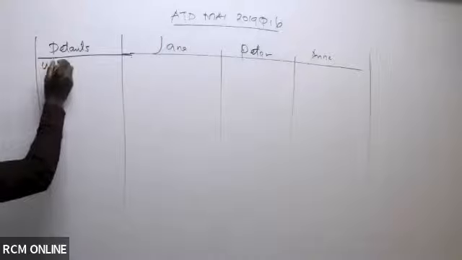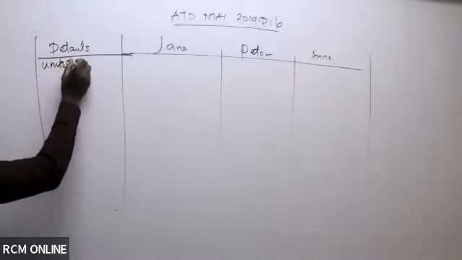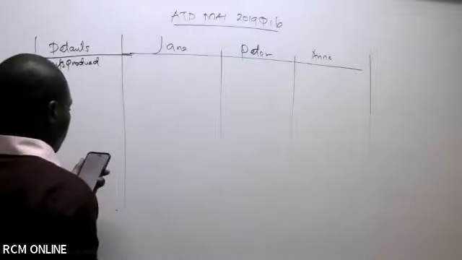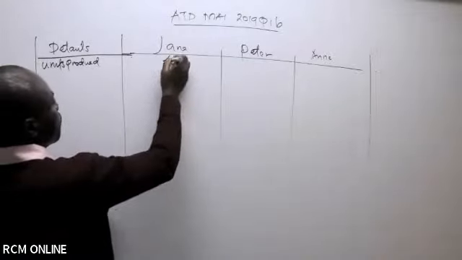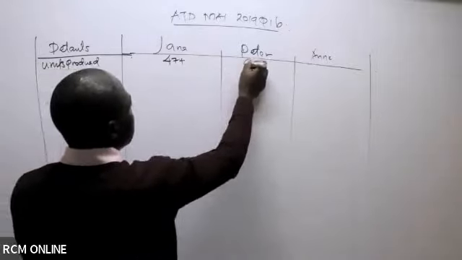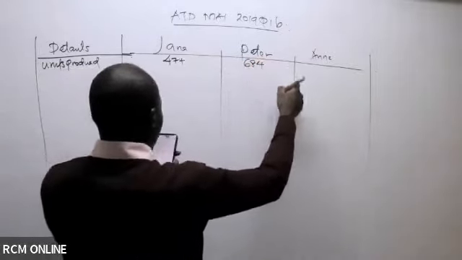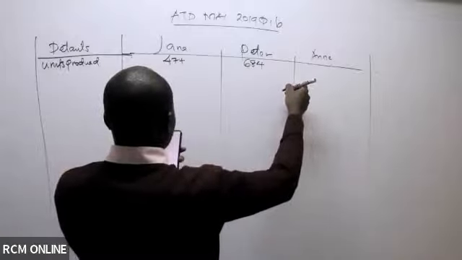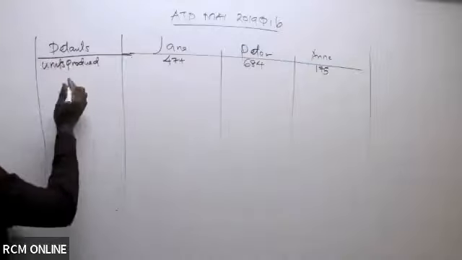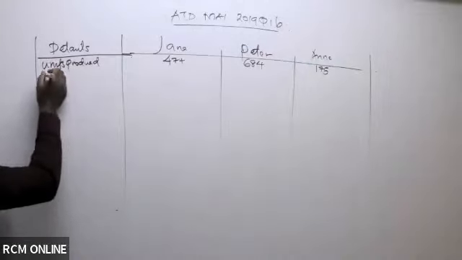So units produced, we're talking about 474, we're talking about 684, we're talking about 175. To the units produced, let's deduct rejected units.